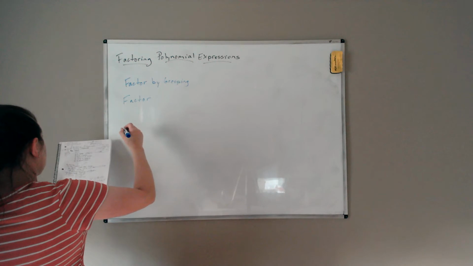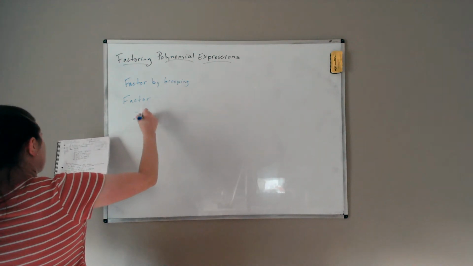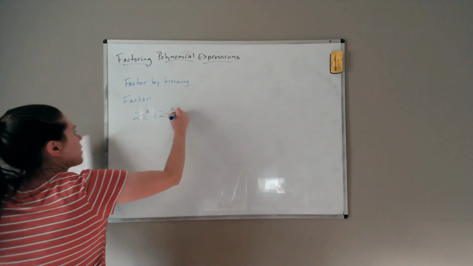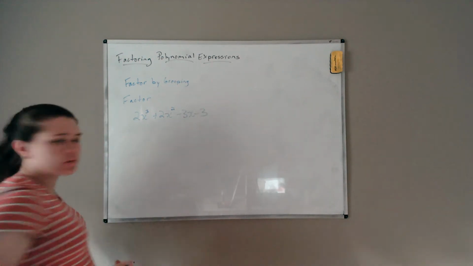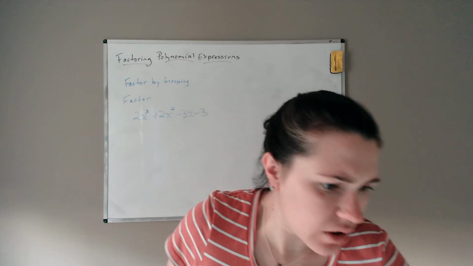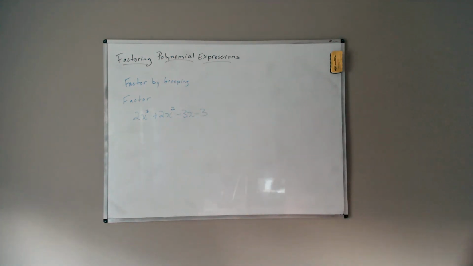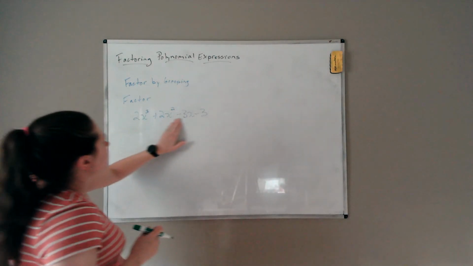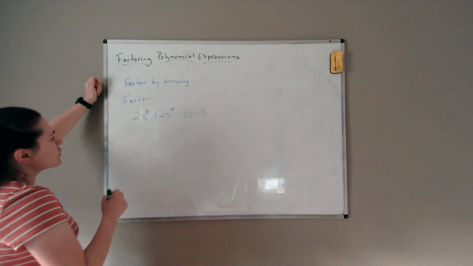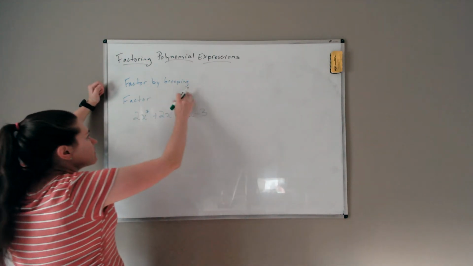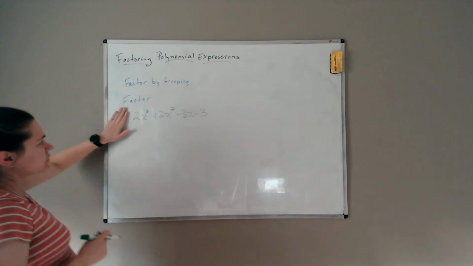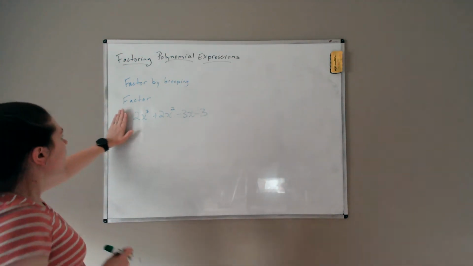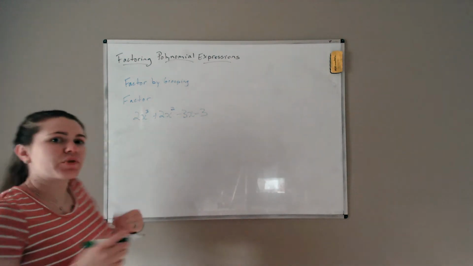If you have, let's see, 2x to the third plus 2x squared minus 3x minus 3. So you want to make sure that you're in standard form, and you are, okay? So factor by grouping, you're going to do that when you have an even number of terms. So first off, check to see if there's a greatest common factor you could take out. There's not. Okay? So the factor by grouping is actually used within the AC method.